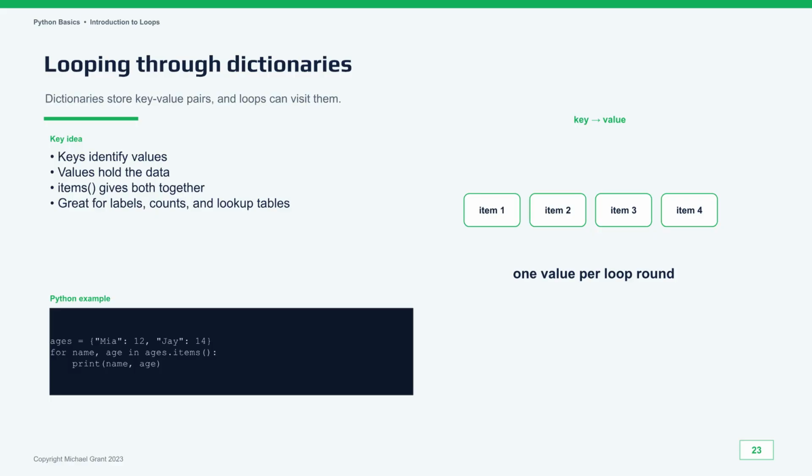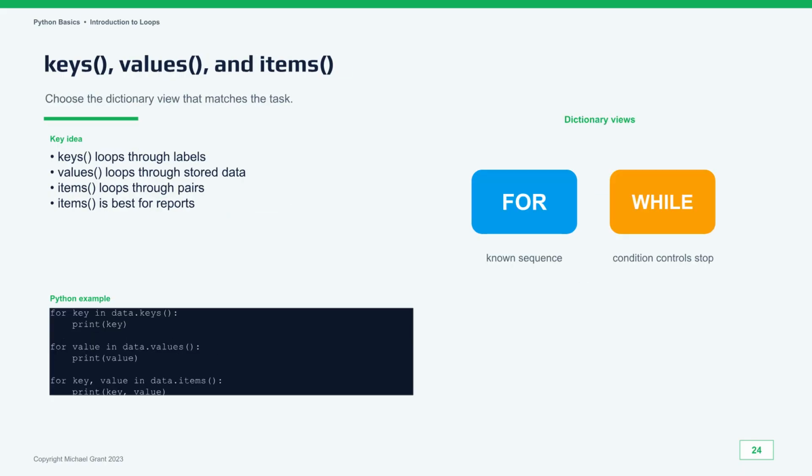The items method provides both the key and the value at once, which is incredibly useful for lookup tables or displaying clear labeled reports. Depending on your goal, you have options. Use keys to loop through labels, values to process the data itself, or items when you need to access both the label and its corresponding data simultaneously.